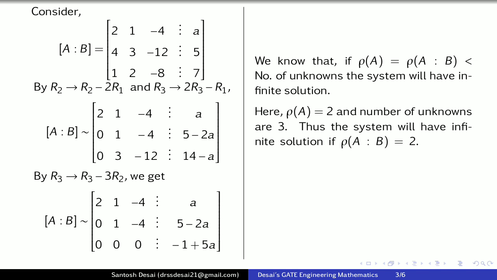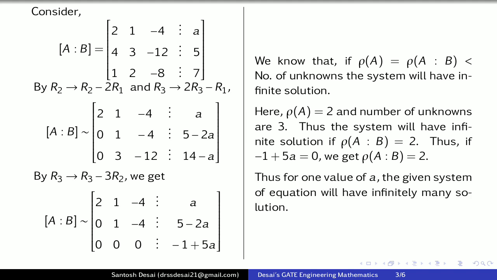Thus the system will have infinite solutions if rank of [A|B] is equal to 2, and this is possible if -1 + 5a = 0. Simplifying -1 + 5a = 0, we get a = 1/5. Thus, for one value of a, the given system of equations will have infinitely many solutions.